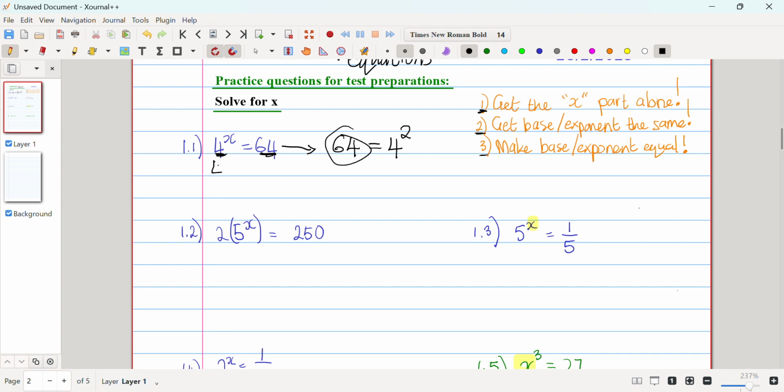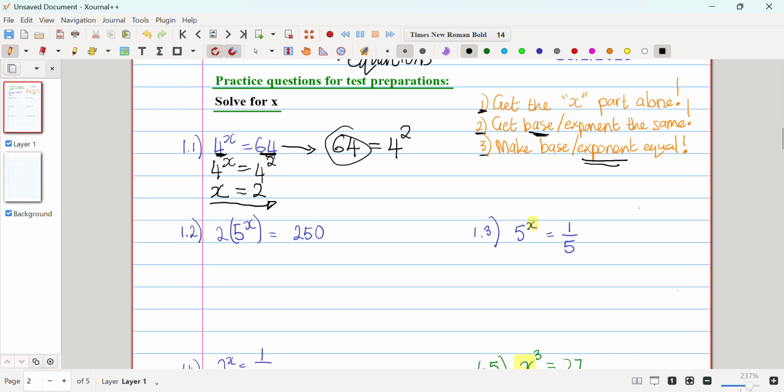So let's do that. So it's going to be 4 to the power of x is equal to 4 squared. And that is getting my base the same. Okay, can you see my base is 4 and my base is 4? I've gotten my base the same. Then step number 3, in this case, we're going to make the exponents equal. So my unknown is x here. So I can say x is therefore equal to, I'm making the exponents equal. So x is going to be equal to 2.